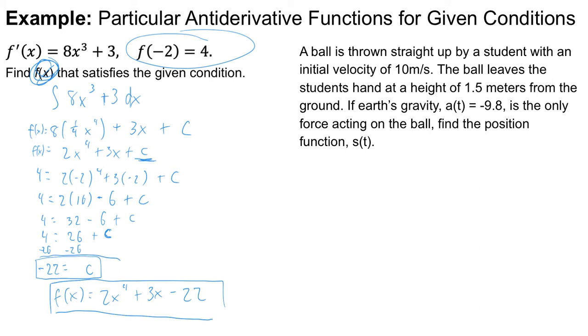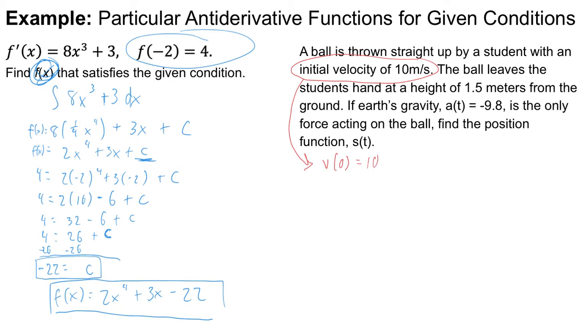All right, for this next problem, this is one that you might have seen if you're taking a physics course. So you got a ball that's thrown straight upward by a student with an initial velocity of 10 meters per second. So I'm going to actually write this down, initial velocity of 10 meters per second. What that means is when time is 0, the velocity is 10. So v of 0 is equal to 10.